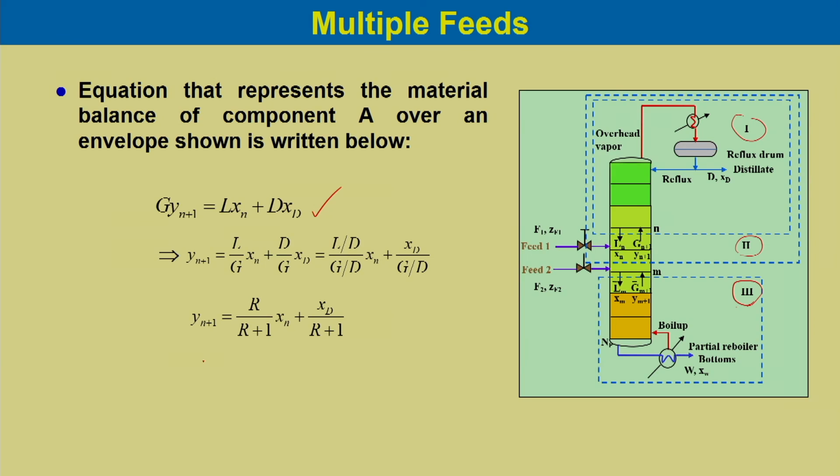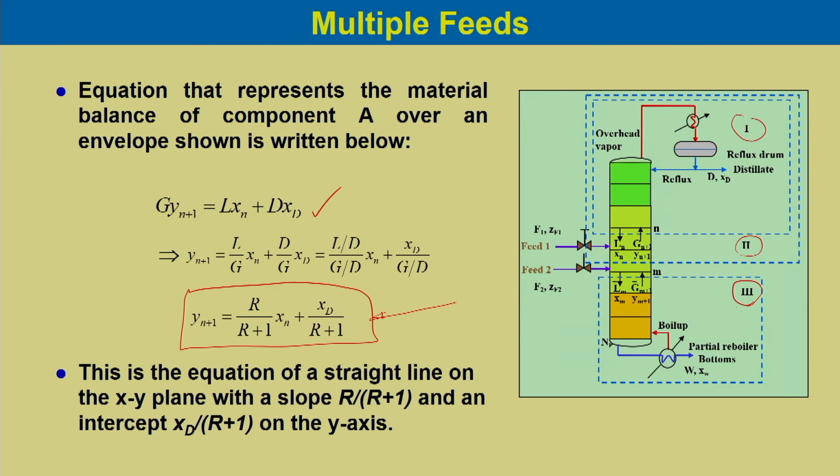Like in the rectifying section, we have derived the equation for the operating line, that is y n plus 1 equals R by R plus 1 into x n plus x d by R plus 1. So, this is based on the overall material balance or species mole balance in the case of envelope 1. So, we can get the operating line for the rectifying section for envelope 1. This is the equation of a straight line on the x-y plane with a slope of R by R plus 1 and an intercept of x d by R plus 1 on the y axis.